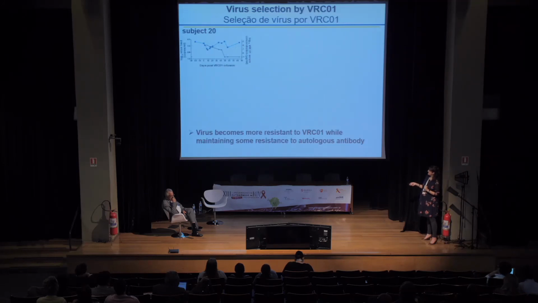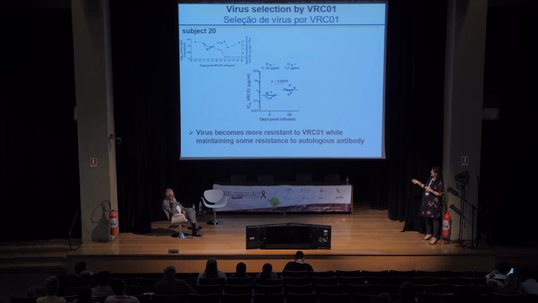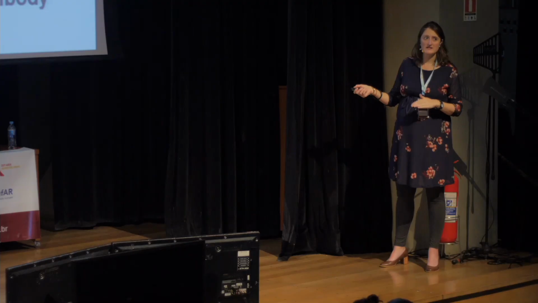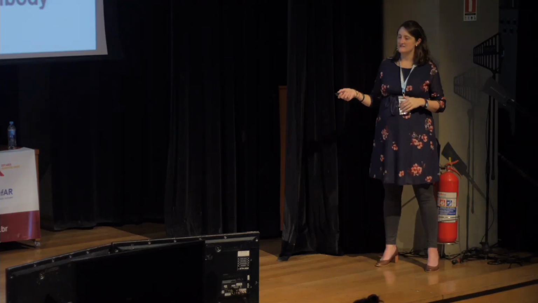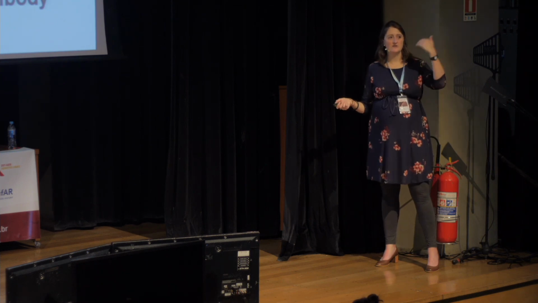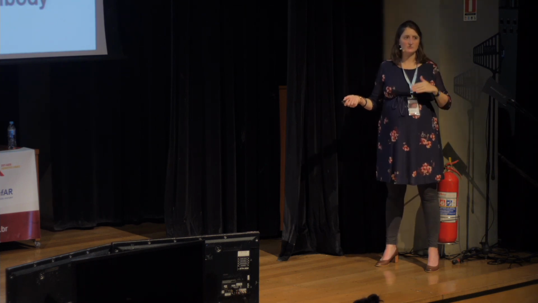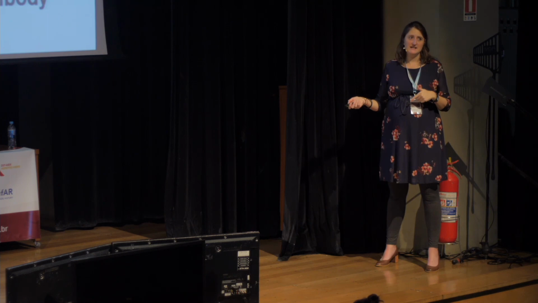And then another point I wanted to make that's not in this paper is that we also took these same viruses. We could show, and this is just representative, we showed this in all the people, but this is just one participant. This person not only became more resistant to VRC01, but when you look at autologous antibodies, the person maintains resistance always to their own antibodies. And so you can look at that as well with these same viruses. So selection pressure is not only with the antibody you're infusing in, it's also with their own immune system that is maintained at this time.